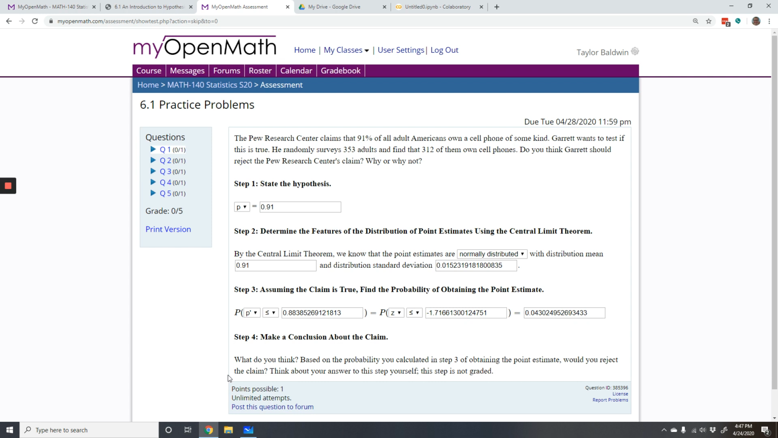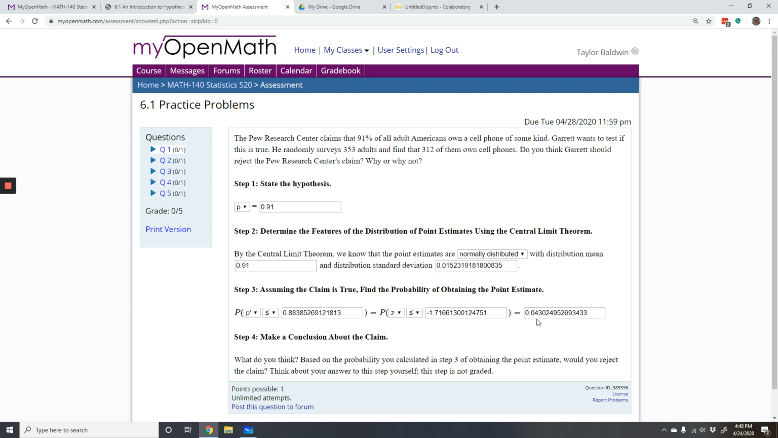Now, step 4 is not a step that's actually graded, but you should take a moment to think about this. So what do you think, based on the probability you calculated in step 3 of obtaining the point estimate, would you reject the claim? So think about this yourself. So this is the probability that we select a sample that is at least as extreme as the sample we actually got, assuming that this hypothesis is actually true. Okay, so what do you think?